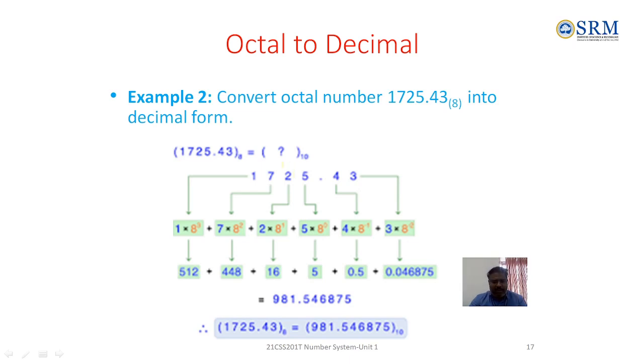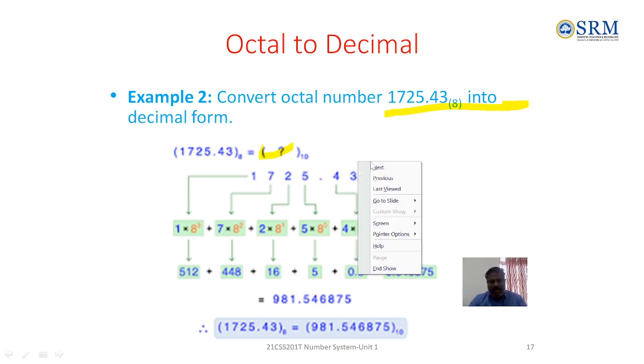And similar to that one, students, this is the conversion as usual, the same as the previous slide. One new thing we can tell here is 0.43. So how is it going to be done? 1725 you already know. You can give the value of 5 into 8 power 0, 2 into 8 power 1, 7 into 8 power 2, 1 into 8 power 3. Like that you can give, but for 0.43, how do we give it? For 4, let me see that one.